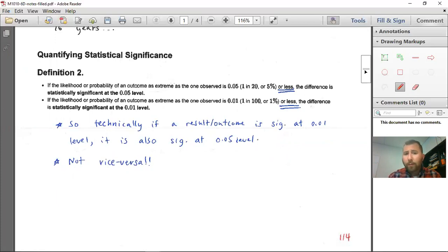Okay, so that technically means that if a result or outcome is significant at the 0.01 level, then it's also significant at 0.05, because 0.01 is also less than 0.05, right? That would be the reasoning there, but it does not work the other way. Something that's significant at 0.05 is not necessarily significant at 0.01. Like if it was 0.03, then that would be okay for the 0.05 level, but it wouldn't be for 0.01. And it could be a lot less. If it was a 1 in a million chance of what you observed, then that would be significant at both of these levels. It would also be significant at the 1 in 1,000 level, etc. So hopefully you're getting a feel for that.